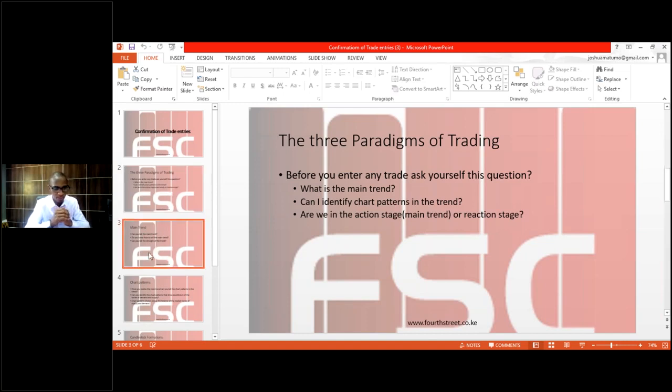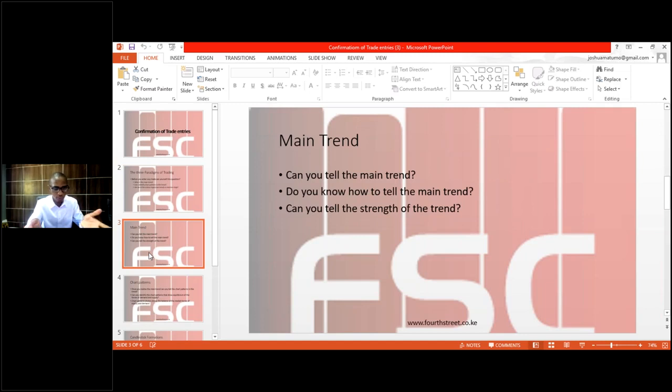Moving forward, after you can analyze the charts and tell the main trend, you need, of course, to know how to tell the strength of a trend. You remember in the last webinar when we were covering the topic of trend, we discussed the various ways in which we as price action traders tell the strength of a trend. One being the angle of the gradient, and of course, how strong are the candlesticks, the bodies of the candlesticks.